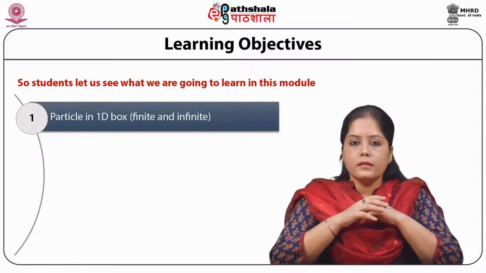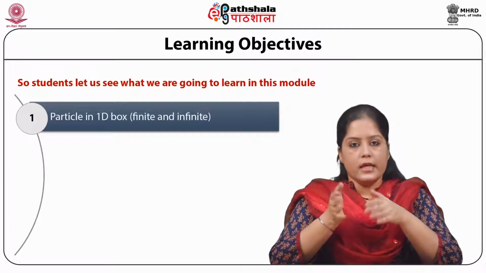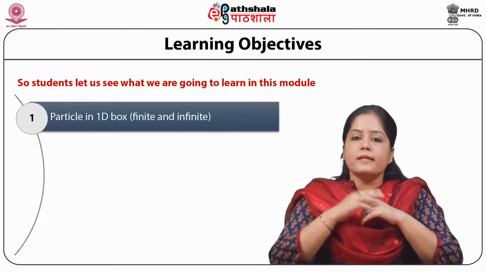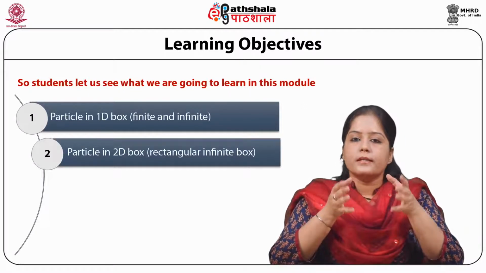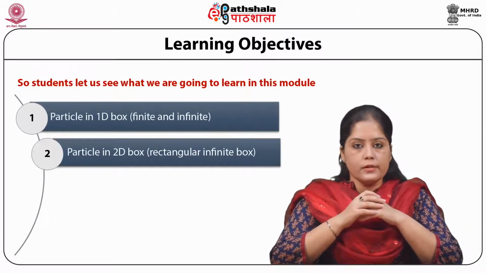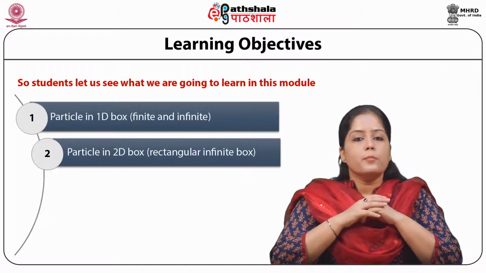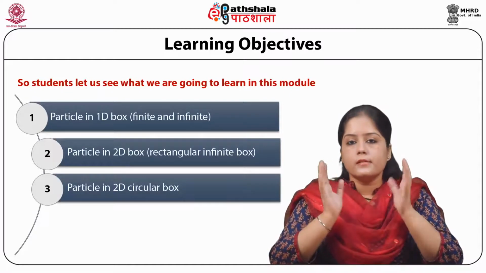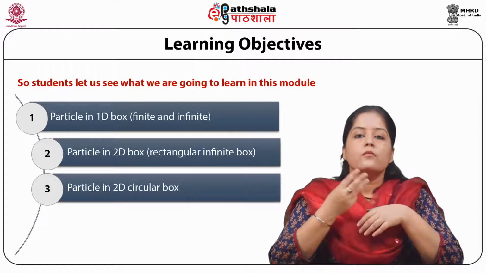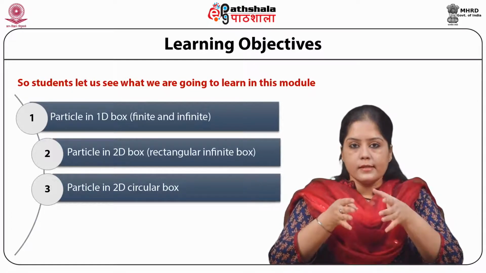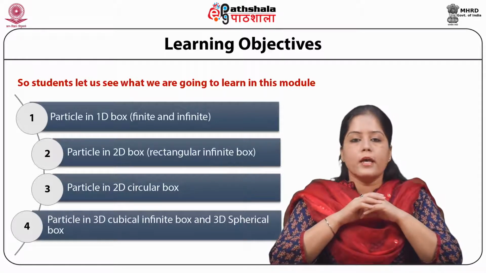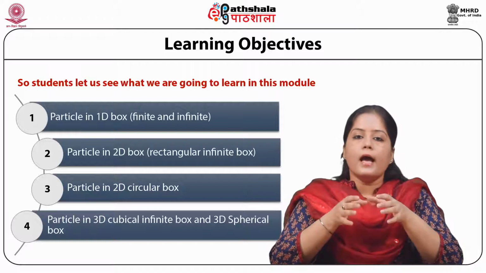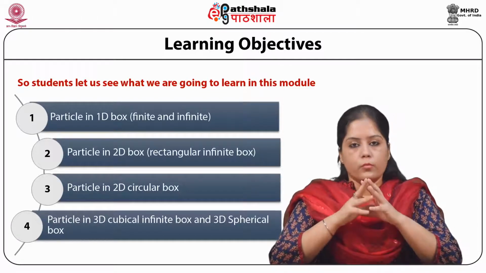First, particle in one-dimensional box, finite and infinite. Second, particle in 2D box, that is a rectangular infinite box. Third, particle in a 2D circular box. Fourth, we will be discussing particle in a 3D cubical infinite box and 3D spherical box.